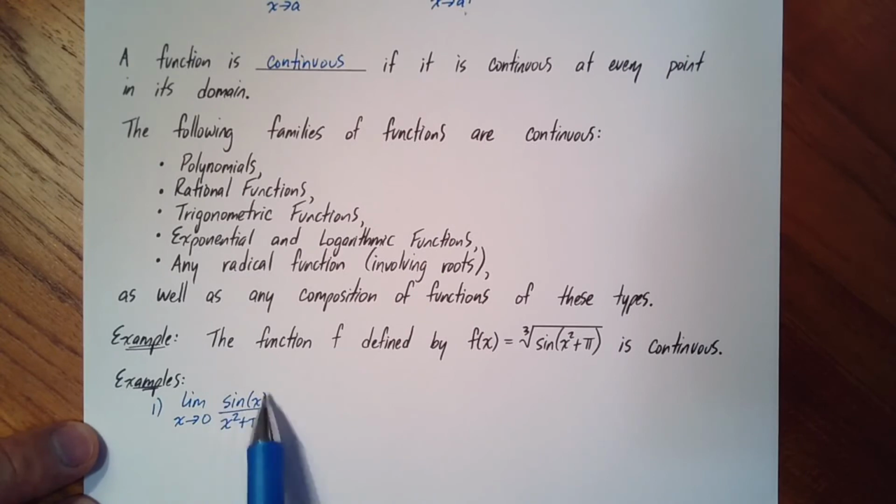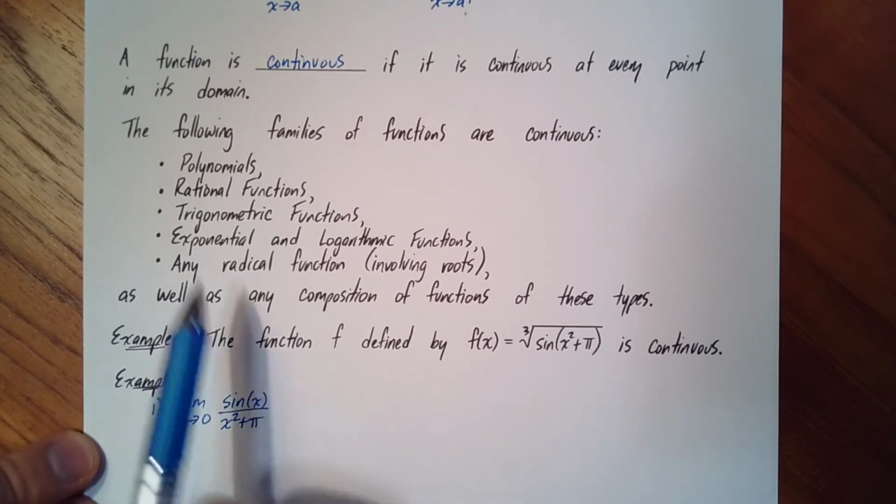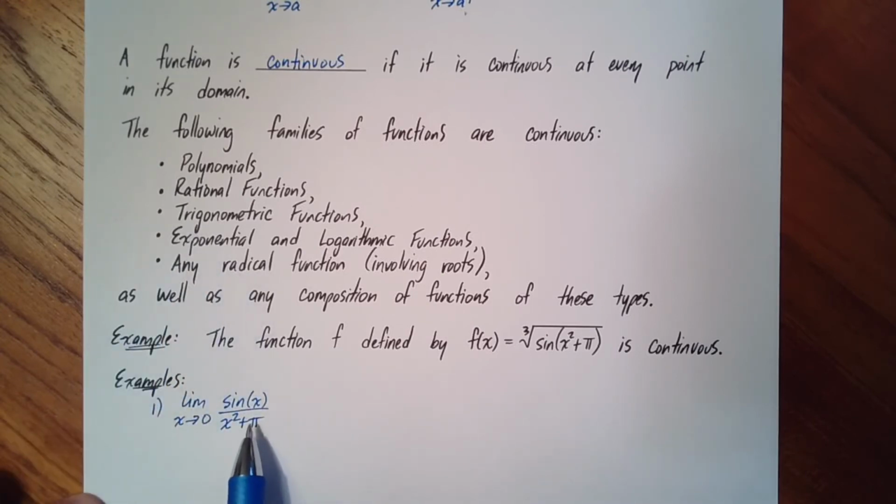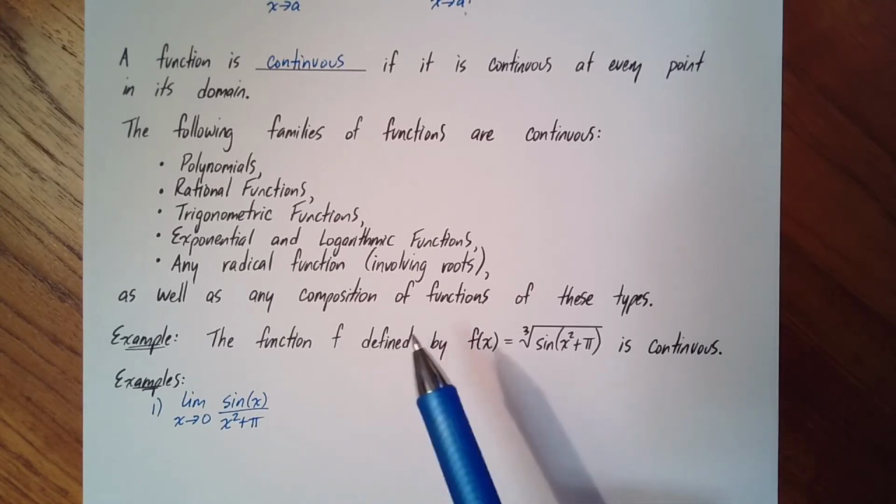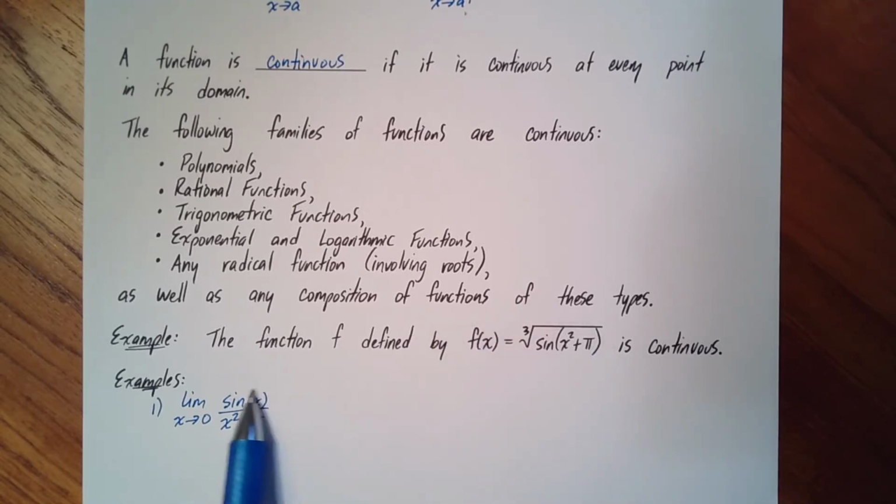Sine of x. So sine of x is a continuous function because it's a trigonometric function. X squared plus pi, that's a polynomial. And if I divide them, I form a fraction between the two. Well, that's a function that I'm building from sine of x and x squared plus pi. So it's a function that I've built from two functions that I know are continuous. So in other words, this fraction is guaranteed to be continuous on its entire domain.